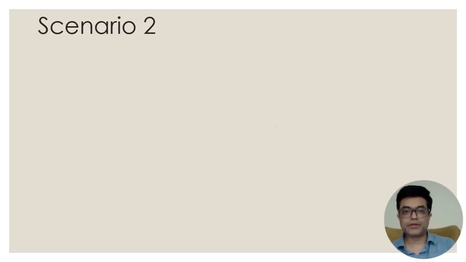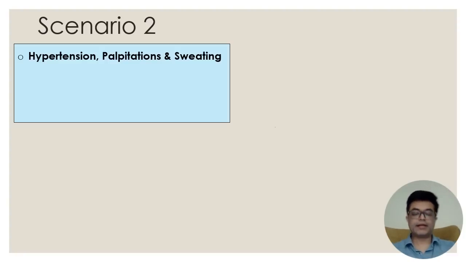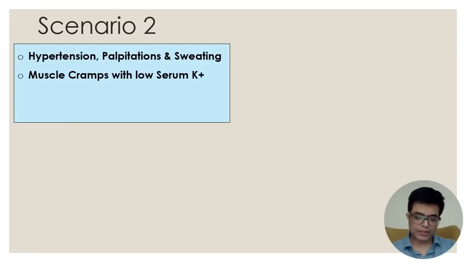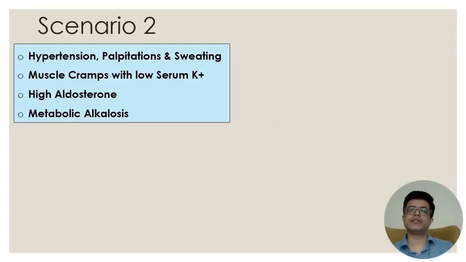Let us look at scenario number 2. The examiner will say that there is an adult patient who is having hypertension, palpitation, and sweating. The patient is also having muscle cramps with low serum potassium, so hypokalemia is there. There is high aldosterone, so hyperaldosteronism, and there is metabolic alkalosis in the patient.